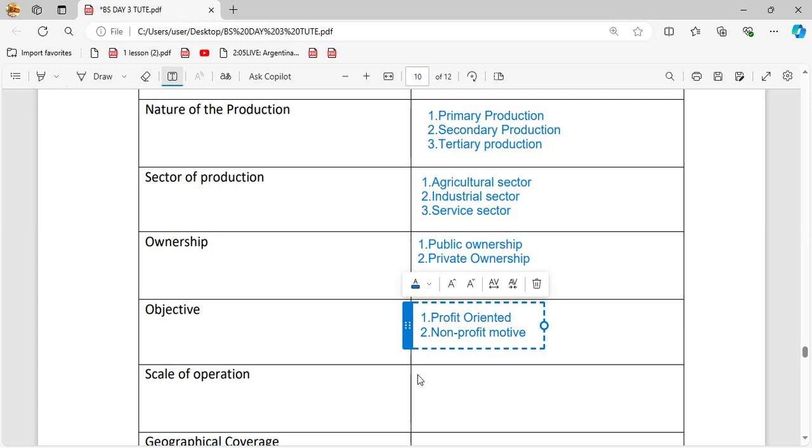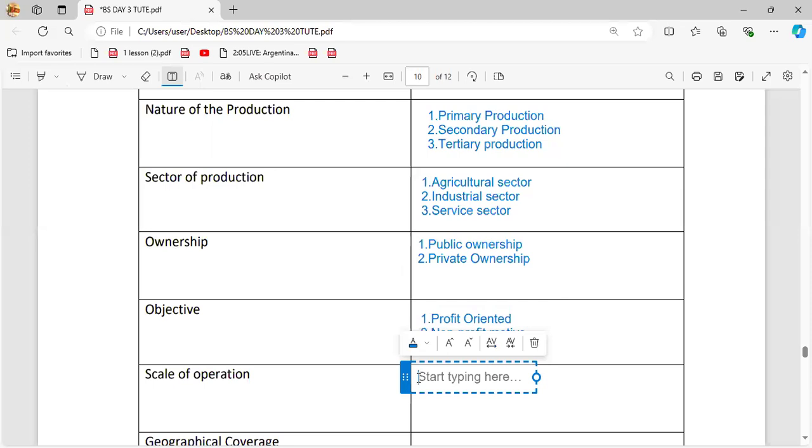Scale means what? There are some small businesses, not very large businesses. Small scale businesses are there, right? For example, a small shop, a small grocery shop. Only one person is there to give the items. That will be the owner most of the time.